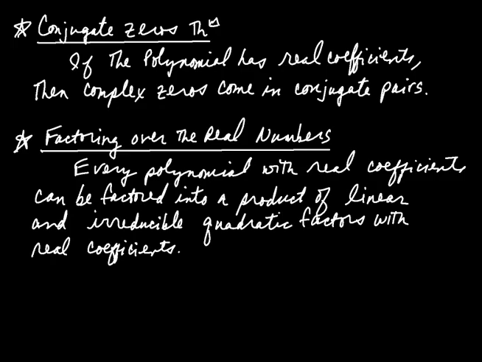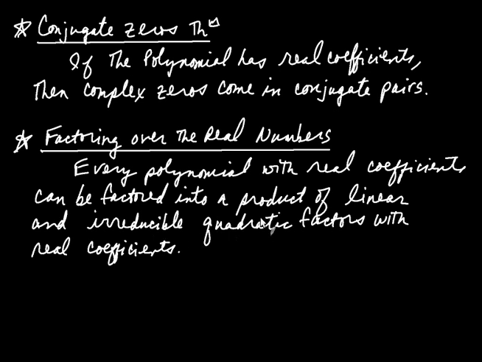Okay, so the theorem is this, or the two theorems are this. The conjugate zeros theorem, that if the polynomial has real coefficients, so we're only in our class dealing with polynomials that start off with real coefficients, then anytime you have complex zeros, they always occur in conjugate pairs. You always get 2. If you end up getting a 0 with an imaginary component, you're always guaranteed to get the conjugate of that as well as a 0. And the second theorem is that whenever you're factoring over the real numbers, every polynomial with real coefficients can be factored into a product of linear and irreducible quadratic factors with real coefficients.